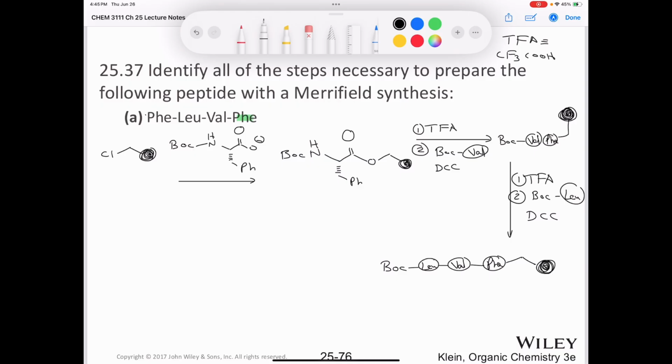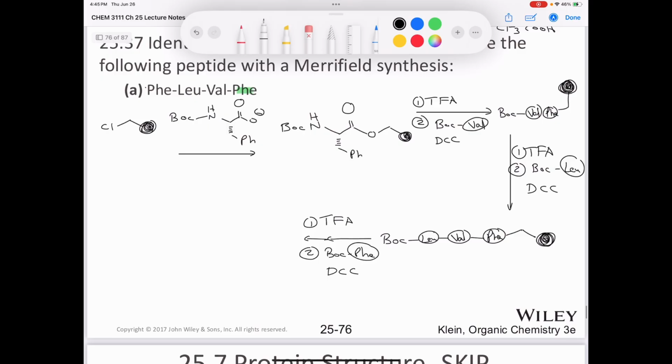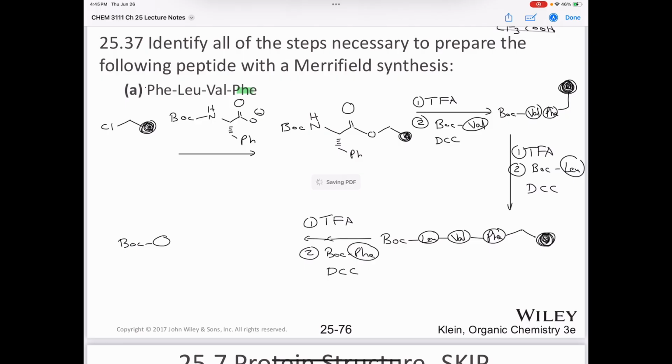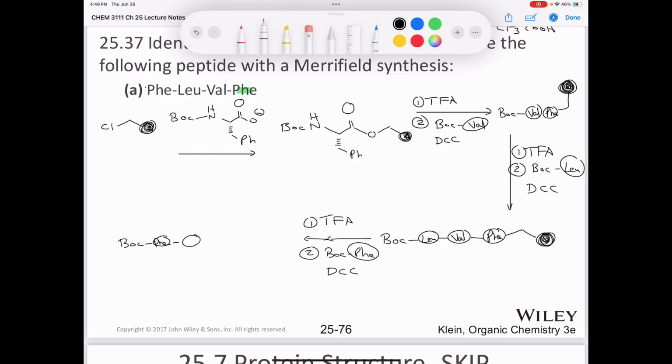So now we have just to add that one last phenylalanine, and so for that, hopefully I'm not running out of space here. Anyhow, number one, we're going to treat it with TFA, and number two, we're going to treat it with our Boc-protected phenylalanine and DCC to do our coupling. And so now we're going to have our Boc group, and it's going to be attached to our first phenylalanine, or maybe our second phenylalanine, I guess. So phenylalanine, then we have our leucine, then we have our valine. It's not time consuming or anything, right? Then we have our polymer.